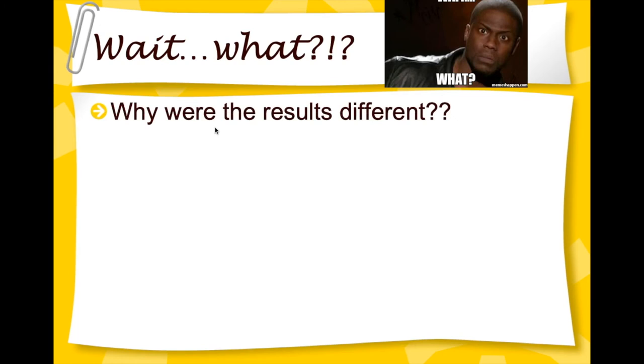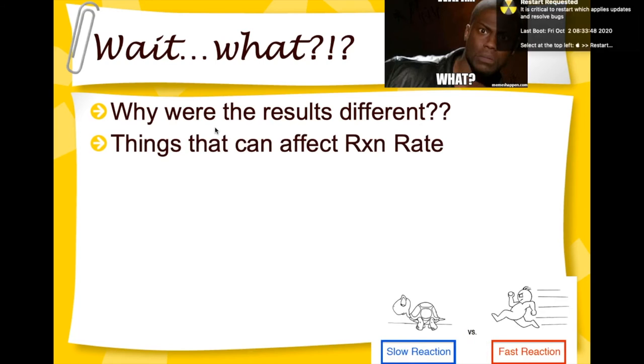So you notice that there were two versions of this reaction. Why were the results different? This brings us to that second EQ for today, things that can affect reaction rate. So rate is thinking of how fast something goes in a certain amount of time. So what makes something a slow reaction versus a fast reaction?